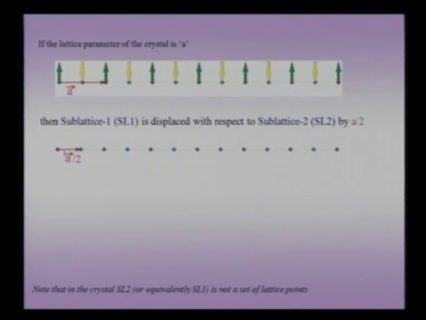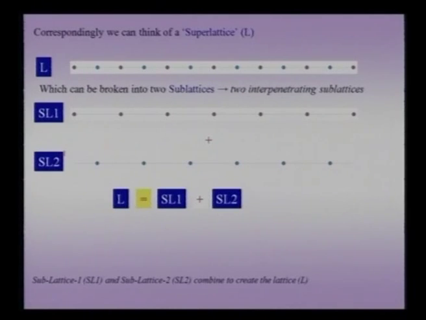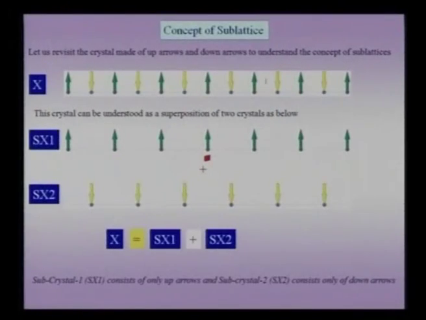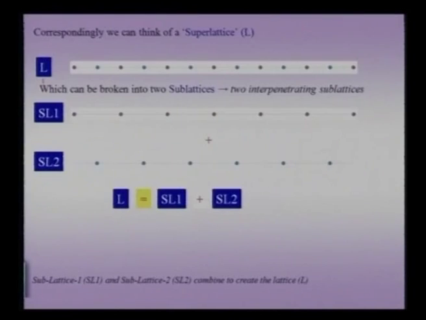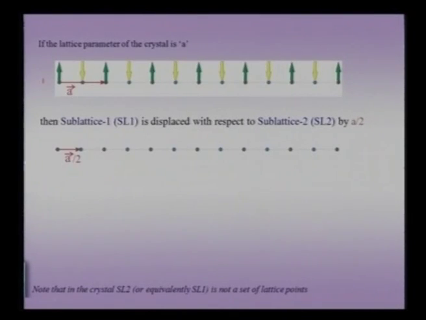Now, if I call these two lattices sub-lattices, then I would call the original lattice a super lattice. It is called a super lattice not because it has some super property like superconductivity or super plasticity. It merely implies that the super lattice consists of two sub-lattices, and these two sub-lattices have been decorated with a certain kind of entities, in this case up arrows and down arrows, to create a supercrystal, if you wish to call the crystal X, which is a superposition of these two subcrystals.